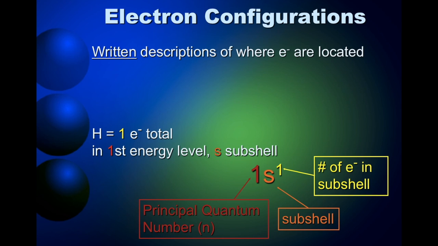So the first number refers to the principal quantum number n. The S is the subshell, and then the number of electrons in the subshell is indicated by superscripts. So for hydrogen, it's 1s1.